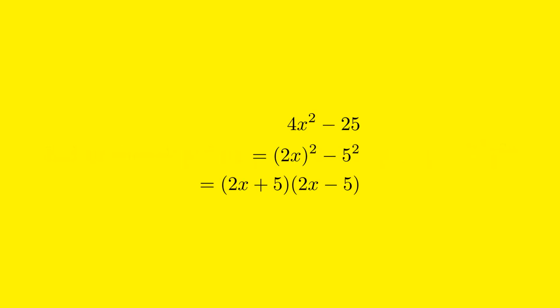Step 1. First, we need to factorize the numerator if possible. The numerator is 4x² − 25. This is a difference of squares.